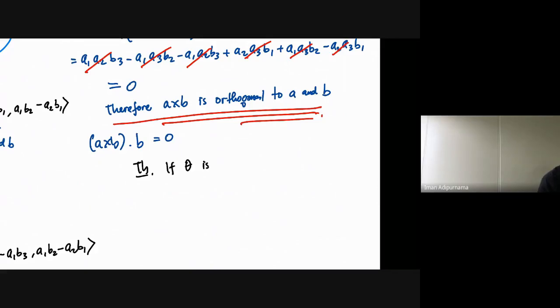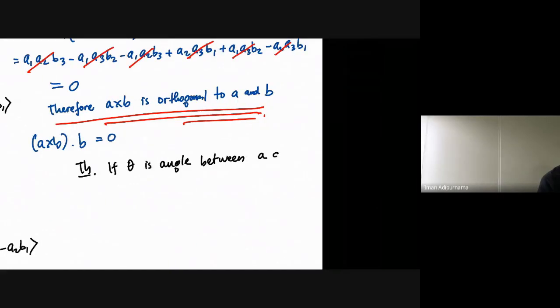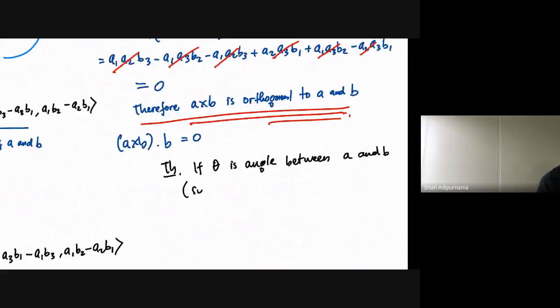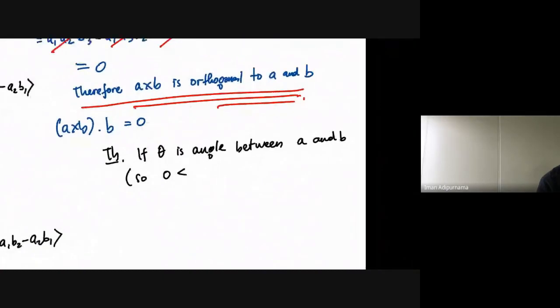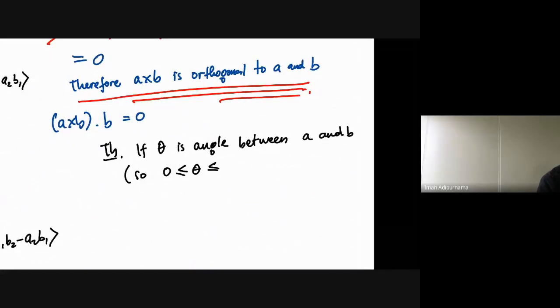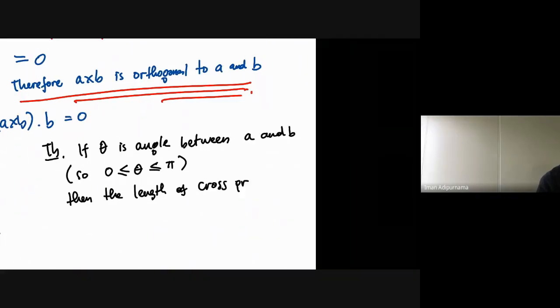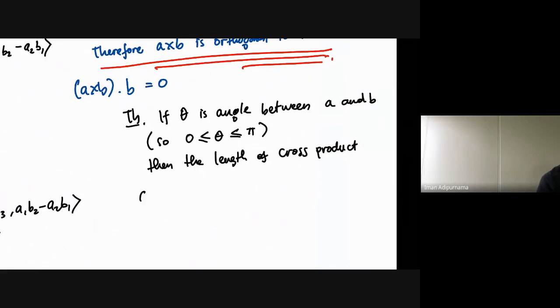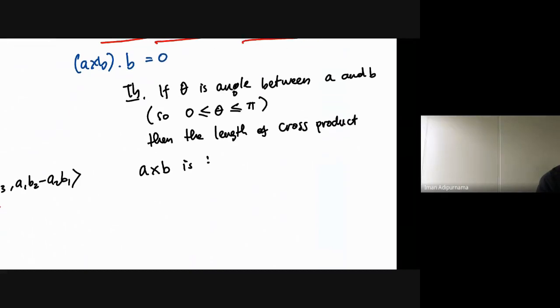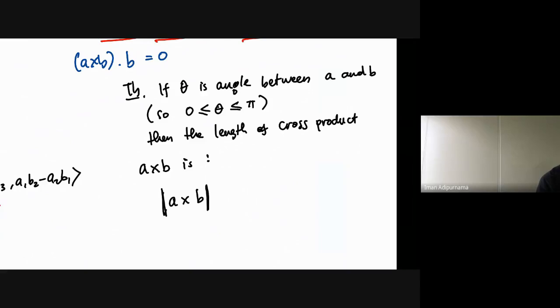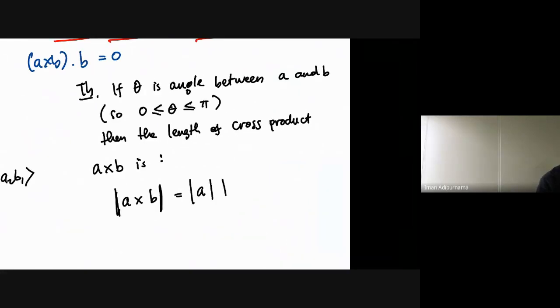If theta is the angle between A and B, so theta is from 0 to pi, then the length of the cross product A cross B is the product of the lengths of A and B, and then sine theta. Let me write this first and explain it.